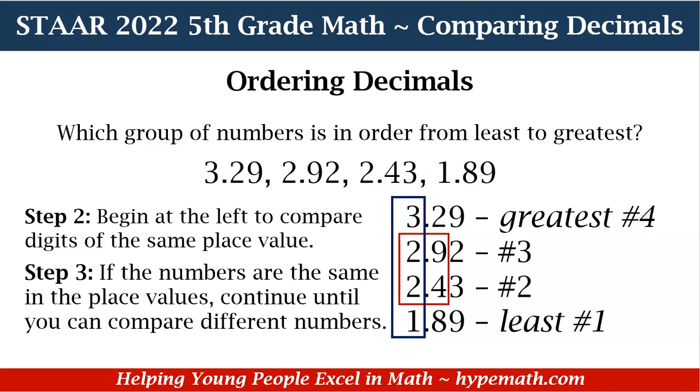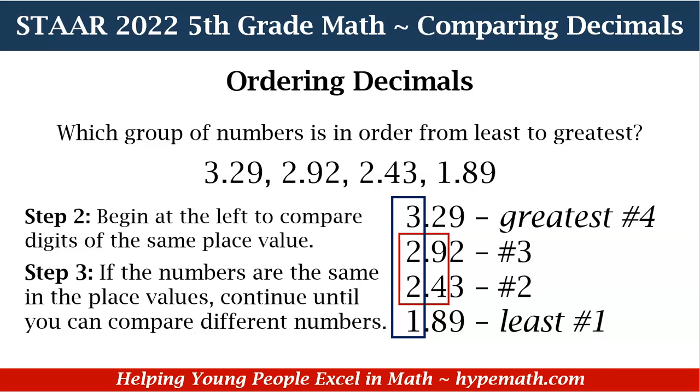Okay, so remember we are looking at and ordering our numbers from least, which means smallest, to greatest, which means largest. So we're going to ask ourselves, what's the smallest number? Well, the smallest number between these four numbers is 1. So we know that the first number is 1.89. Great. Now we are going to move to, okay, what's the greatest number after that? Is it 2 or 3?